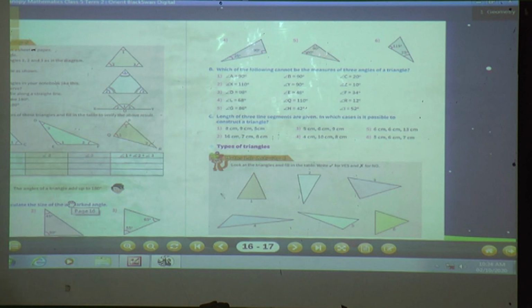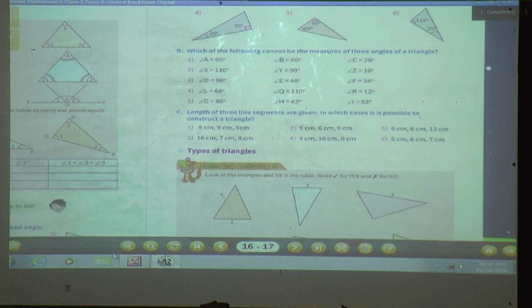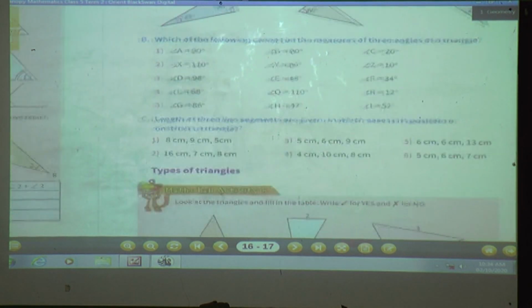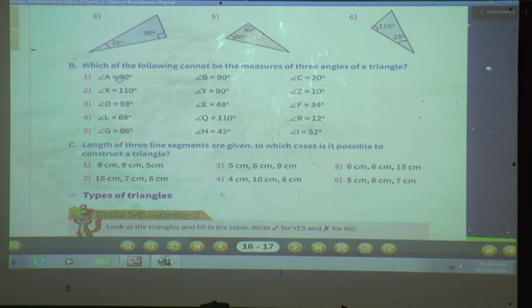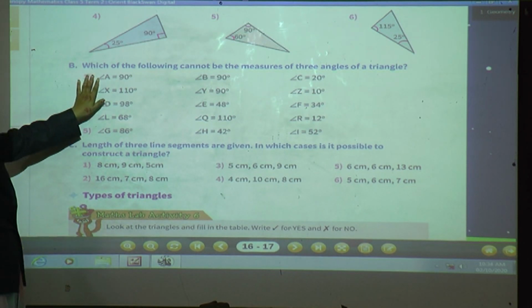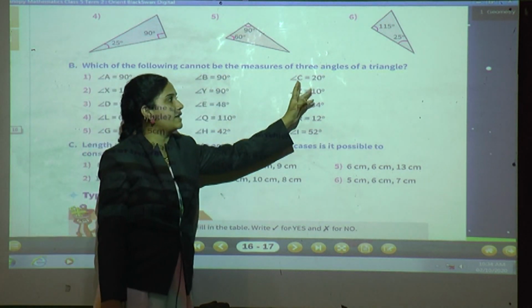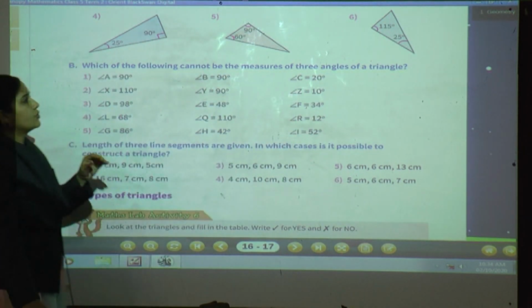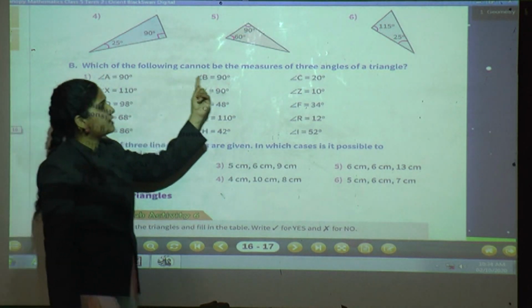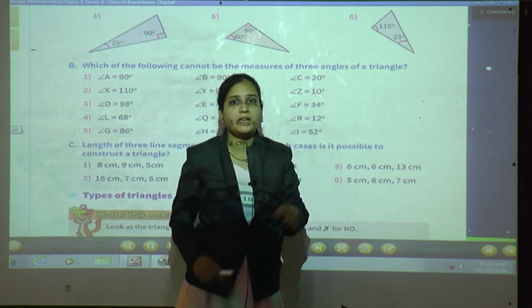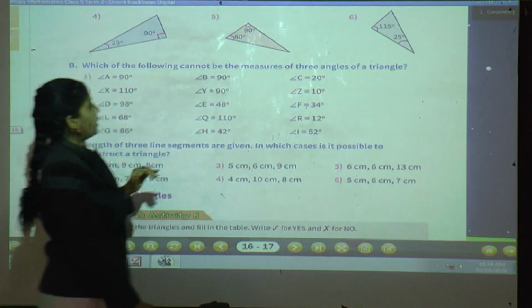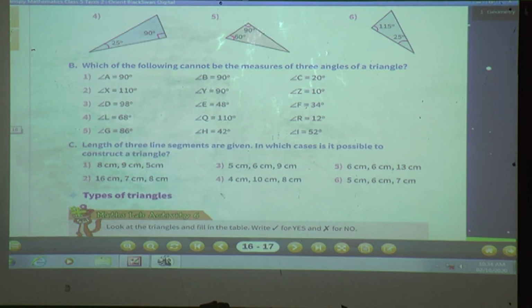So how to solve it? See, which of the following cannot be the measure of three angles of a triangle? Now first one. Here they have given the measurements of three angles. Angle A is equal to 90 degree, angle B is equal to 90 degree and angle C is equal to 20 degree. So when we add these three angles, the addition should be 180 degree. Then and then only we can draw a triangle.